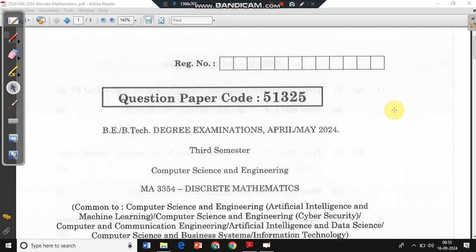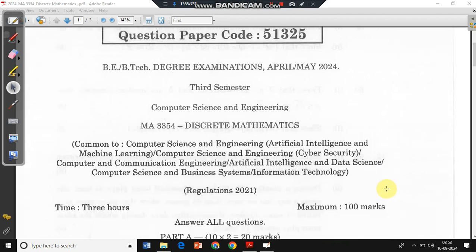Yes, welcome students. In today's discussion, we are going to take this university question. This is from Anna University, and in the year 2024, just last year, in April, May, this question was taken by Anna University and distributed to the students for answering.